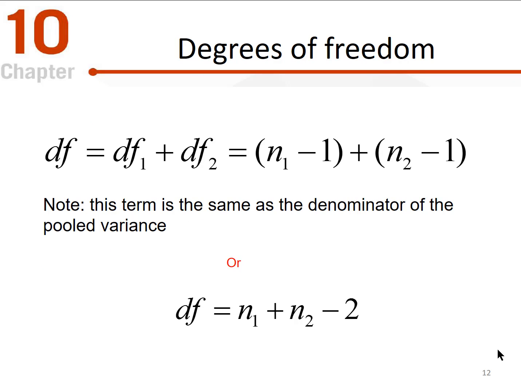The degrees of freedom for the independent measures t-statistic are determined by the degree of freedom values for the two separate samples. So the degree of freedom for the t-statistic is the degree of freedom for the first sample plus the degree of freedom for the second sample. And you can rewrite the formula again to read n1 plus n2 minus 2. So the number of people in the first sample plus the number of people in the second sample minus 2. Whichever is easier to remember.